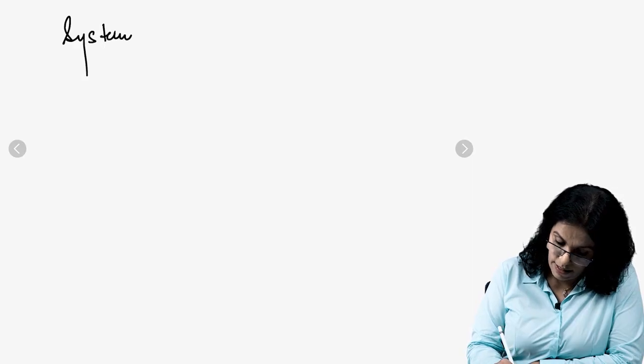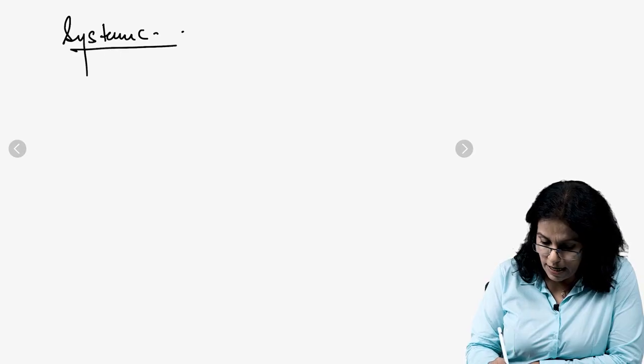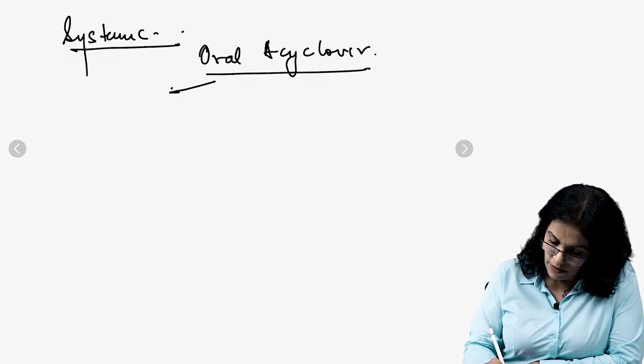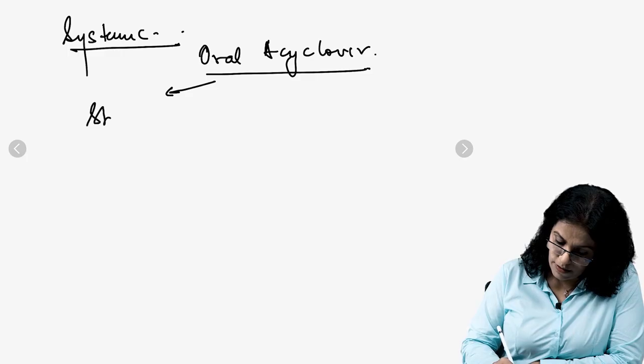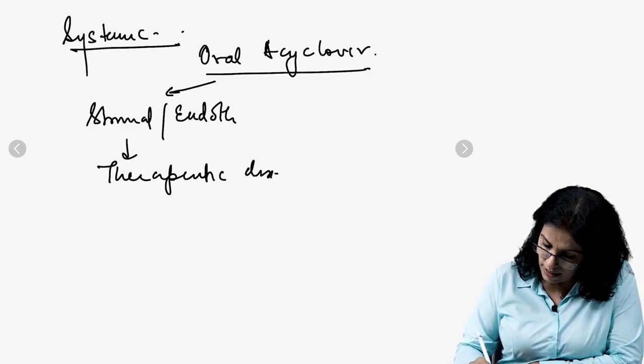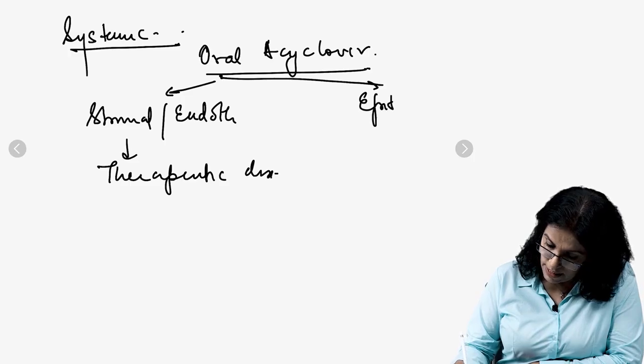But if you have to give a systemic antiviral, what will you give? If there has to be a systemic treatment and systemic therapy has to be given, it is generally oral acyclovir. Oral acyclovir, there are two ways of giving. Either we give a therapeutic dose. This we do if there is a stromal involvement or endothelial involvement. And if there is only epithelial involvement, then we will just give a prophylactic dose.